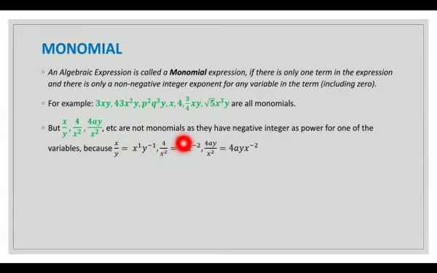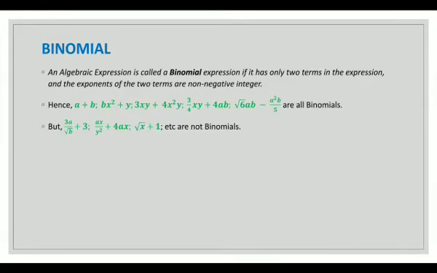The second example, 4 upon x square. Here again the power of x is 2. When it goes in the numerator, the power becomes 4x raised to minus 2, which is again a negative. So it is not a monomial. The third example, 4ay upon x square. Again here it is a negative power, x raised to minus 2, which is not a monomial.